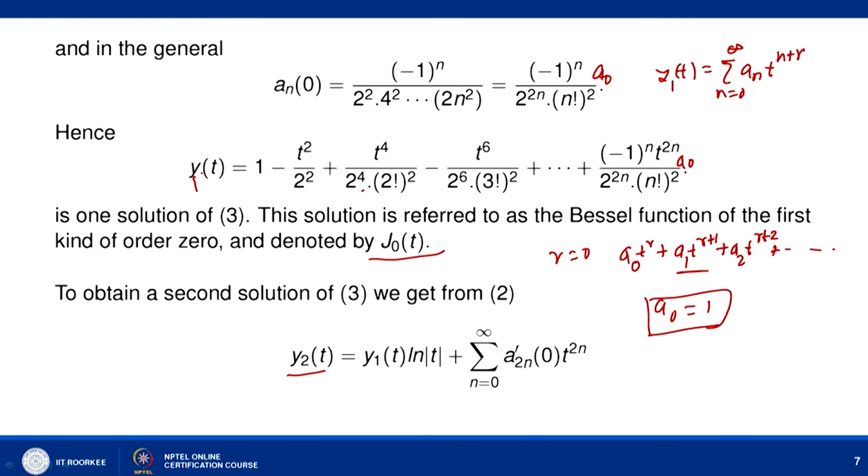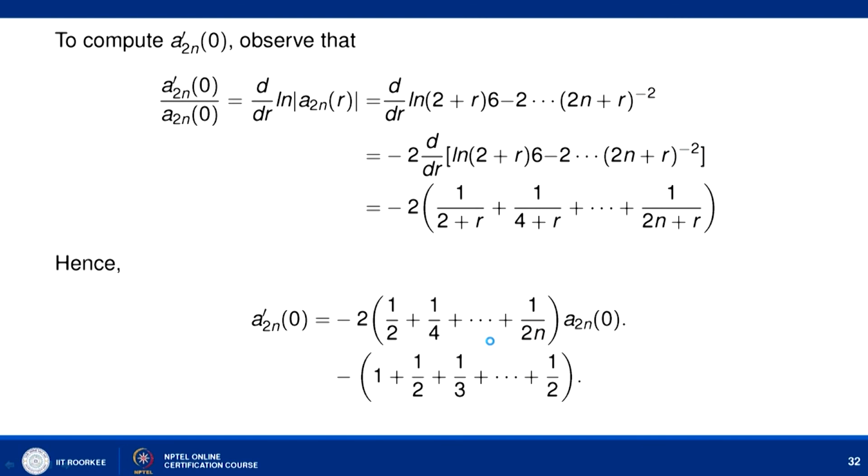2n. Here I am writing a'_2n(0) because we already know that a_(2n+1)(r) is 0 irrespective of whatever value we take for n. So here what is left out is only the even terms. So here we need to calculate the derivative of a_2n(r). So to calculate the derivative of a_2n at 0, here we use this thing.